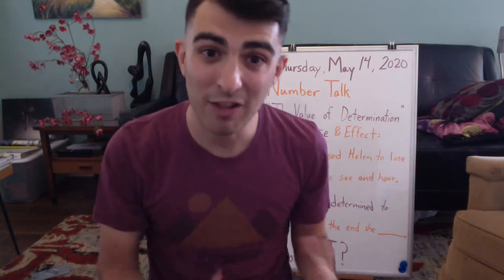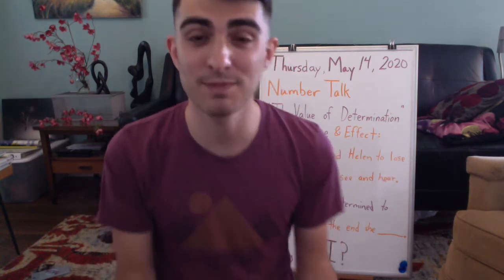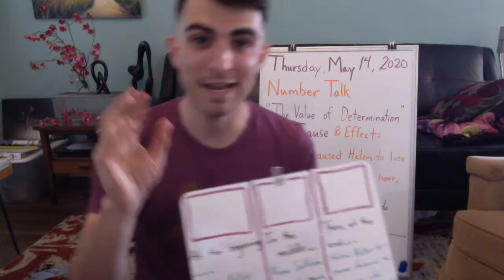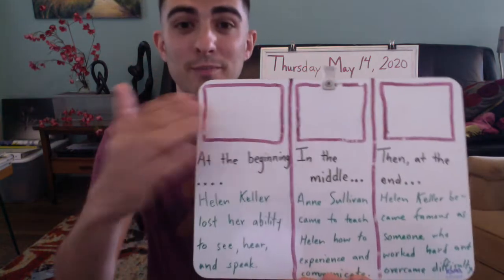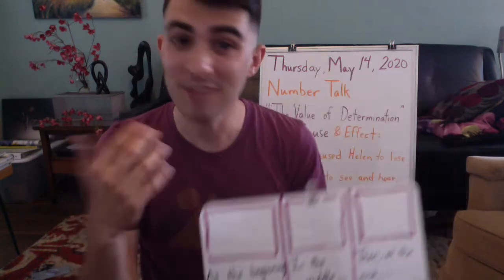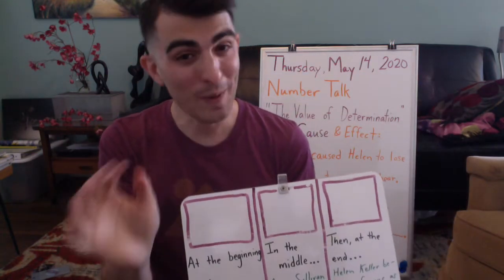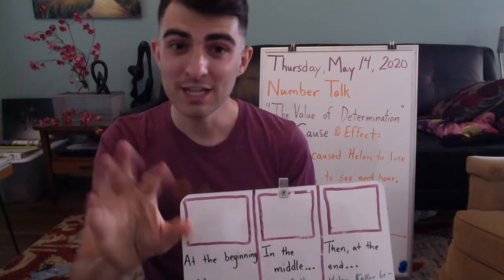W-A-T-E-R. And Helen learned to experience and name things by touch. And that was the bulk of the middle of our story. And that was not easy. Remember how Helen Keller was at the beginning. She had been very spoiled.